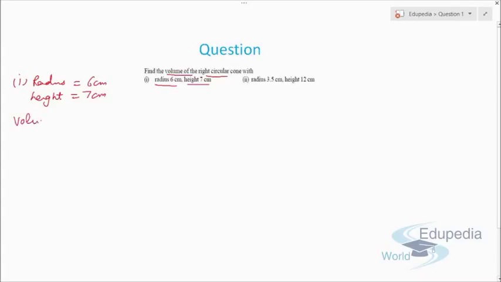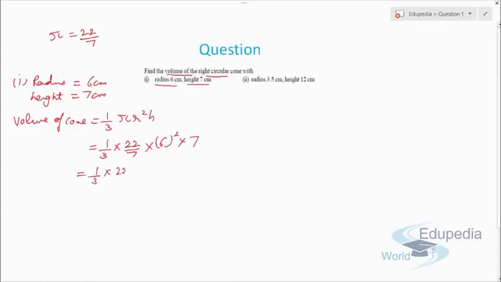So we can write volume of cone is 1 by 3 pi r square h. So it will be equals to 1 by 3 into 22 by 7. Why 22 by 7? Because pi is not given. So when pi is not given, we take pi as 22 by 7 into r is 6 square into height is 7. So this will come out to be 1 by 3 into 22 by 7 into 6 times 6 times 7, right? So this and this will cancel. So 3 1s are, 3 2s are. So this will come out to be 22 times 2 times 6. So this will be 22 times 12, right? So when you multiply it, it will come out to be 264 centimeter cube.